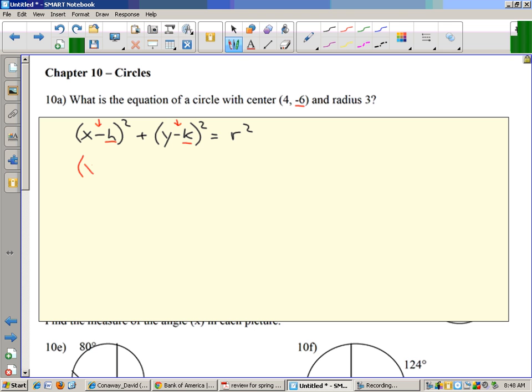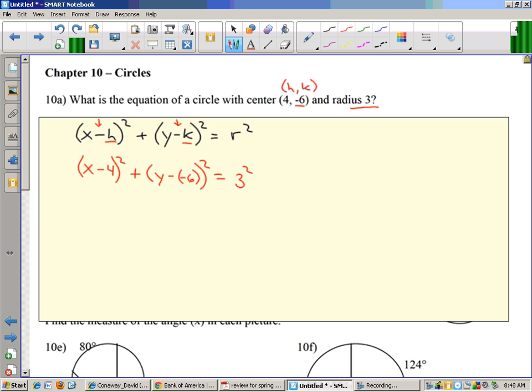So it's going to be x minus h, and (h, k) is our center. So h is 4. And the y minus -6 squared. And then the r is going to be our radius of 3. So that's going to be 3 squared.